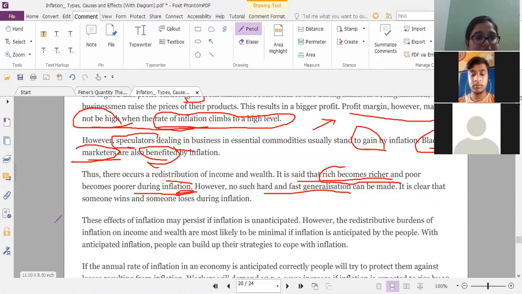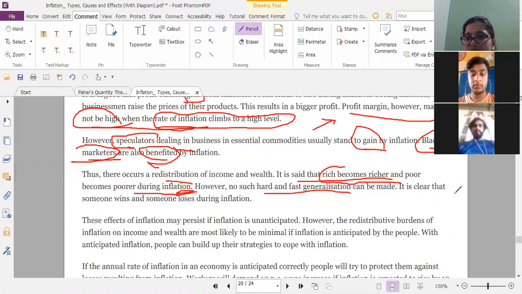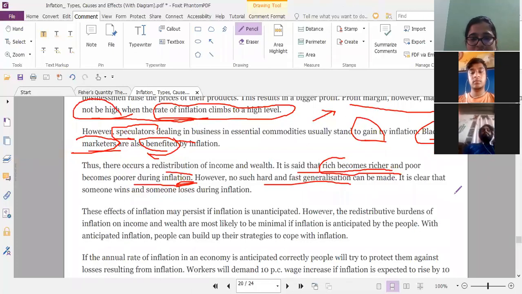Okay, so it is clear that someone wins and someone loses during inflation. So this is clear, right? There are some people who are gaining, whereas some people lose.